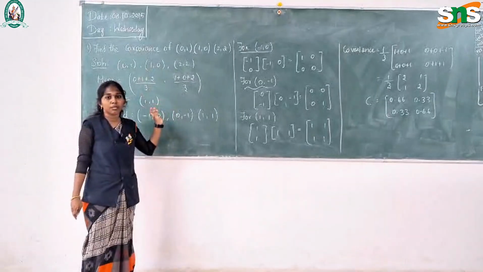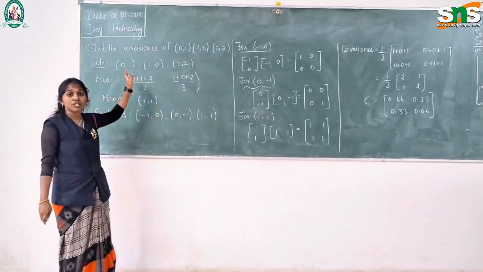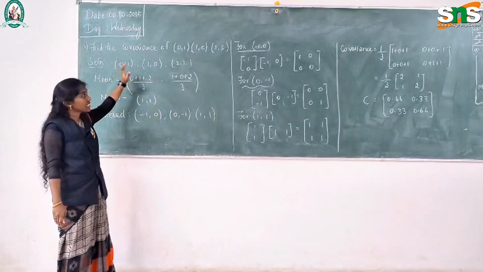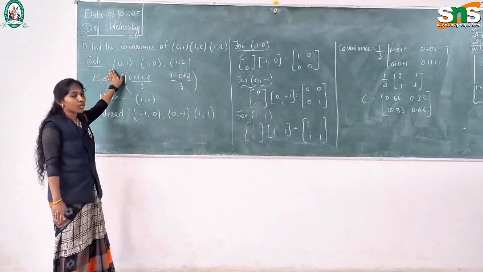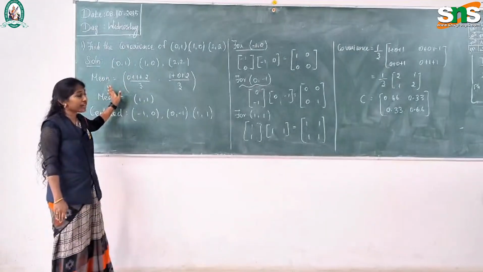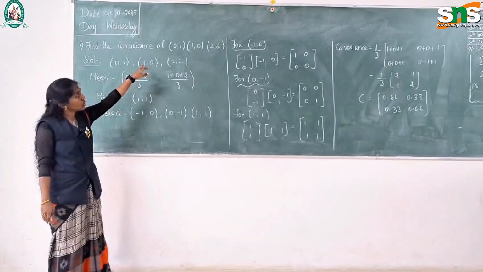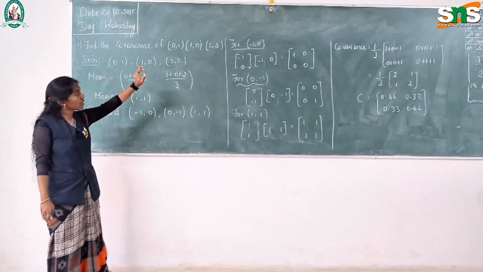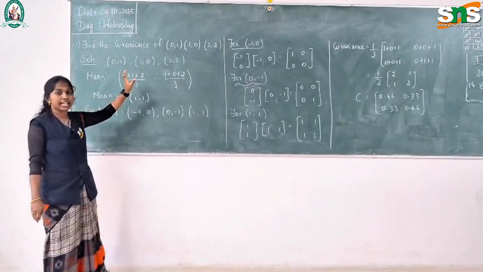1, 0 and 2, 2. So we are going to find the covariance for these data sets. To define the covariance, first we have to find the mean for these data sets. Here there are a total of 3 data points given. So we are going to find the mean for these 3.